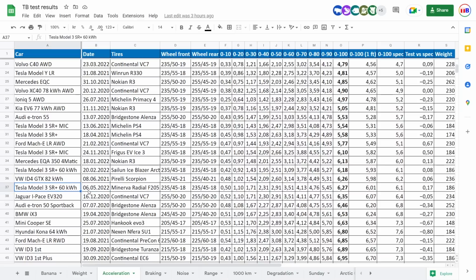Right, we're back now. Let's take a look at the result in the Google Sheet. So here, to my big surprise, if you look at this one versus this one, this is the last test. It was with the Minerva Radial F205 tires. This is a summer tire, whereas the Cylon Ice Ace Blazer is a winter tire. But for some reason, the winter tire performed better. I have no idea why. I did all the preparations. The battery is nice and hot and everything.